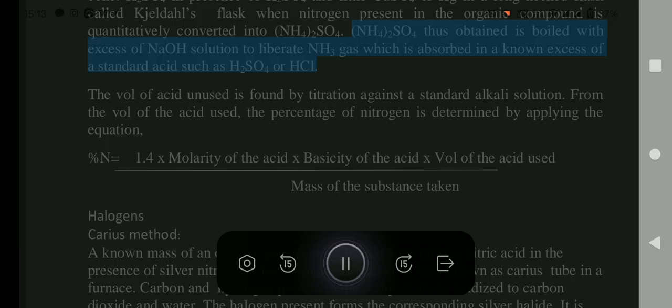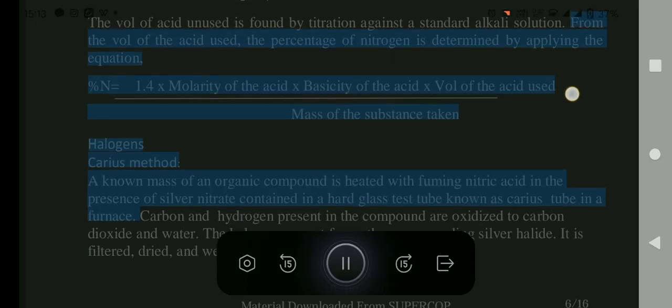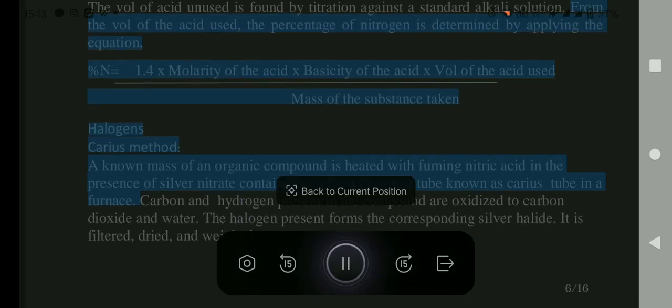The (NH4)2SO4 thus obtained is boiled with excess of NaOH solution to liberate NH3 gas, which is absorbed in a known excess of a standard acid such as H2SO4 or HCl. The volume of acid unused is found by titration against a standard alkali solution. From the volume of the acid used, the percentage of nitrogen is determined by applying the equation: %N equals 1.4 × molarity of the acid × basicity of the acid × volume of the acid used / mass of the substance taken.